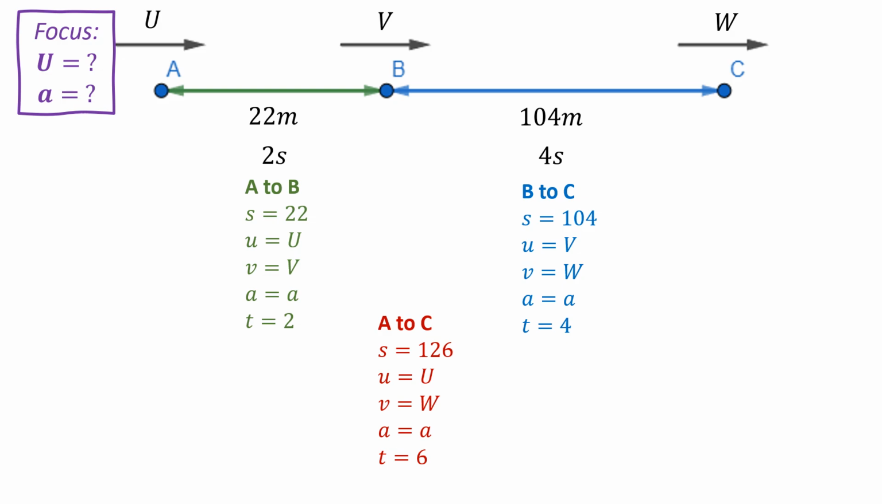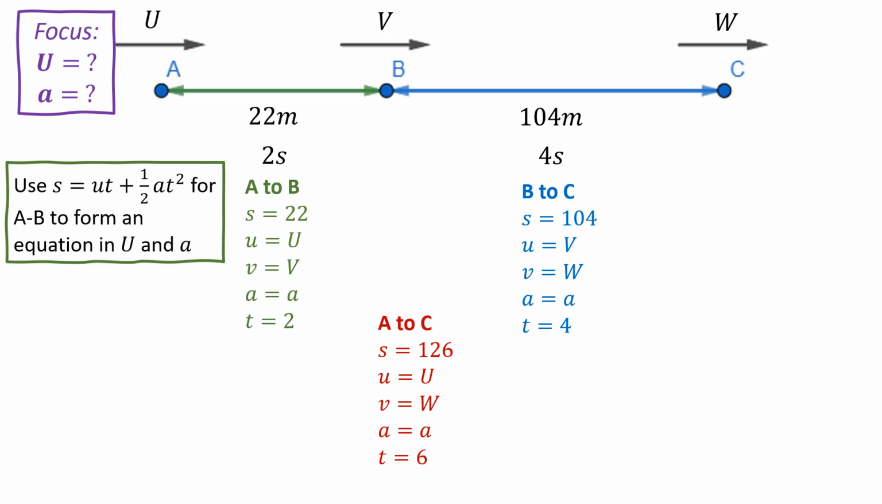It would be possible to create an equation that used S, because we know S, and it uses T, because we know T. And then I suppose we want one that involves U and A, but not V, if we can avoid it at this stage, because I'm trying to create some information that tells me about U and A. So the logical choice here would be s equals ut plus half at squared. So you can give that a try, creating an equation from A to B.